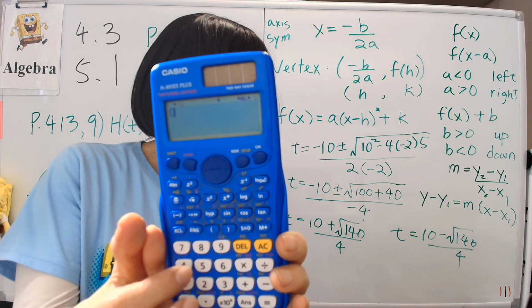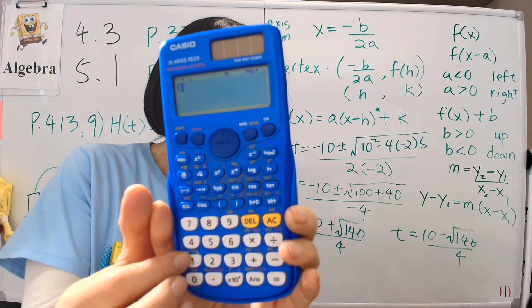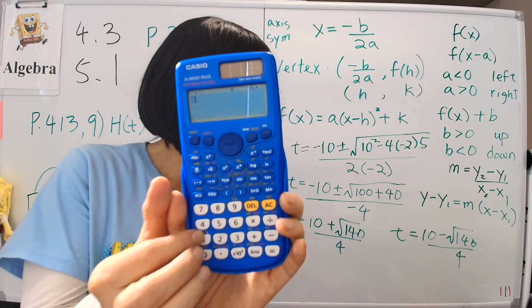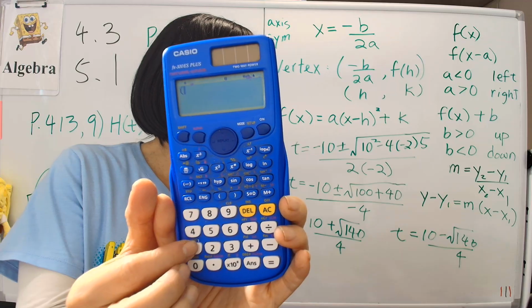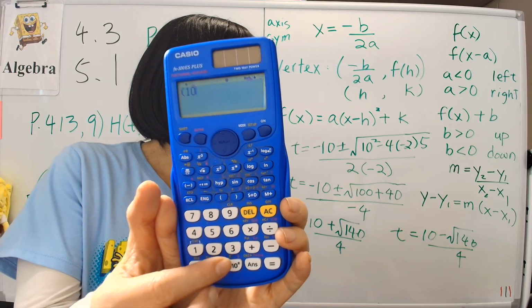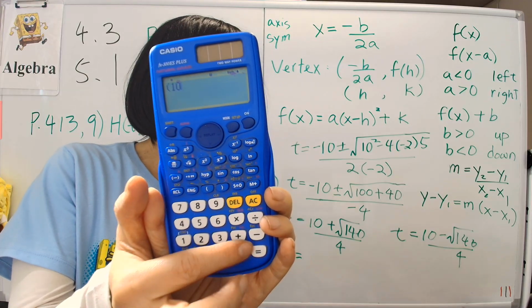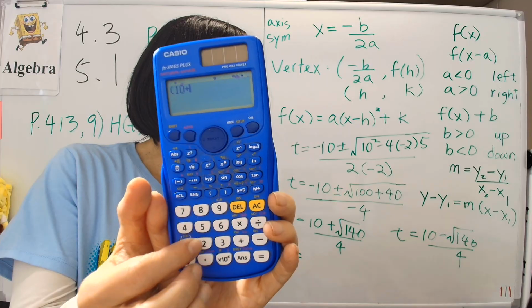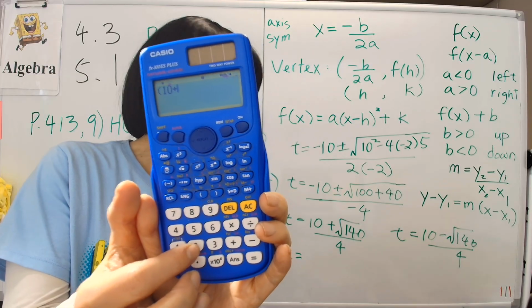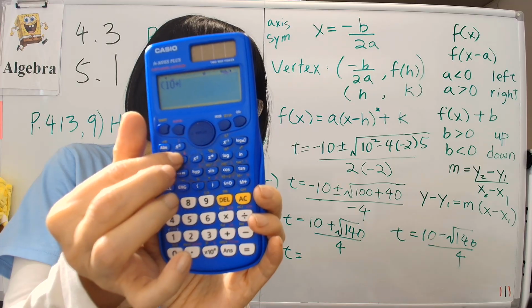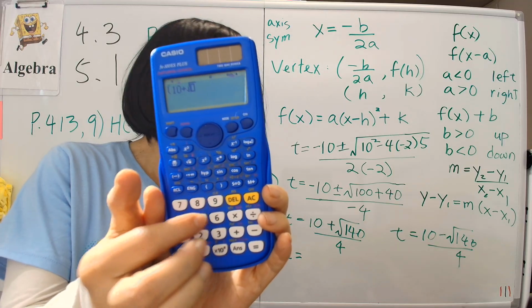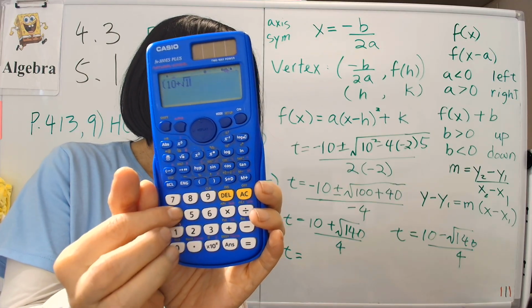Students tend to have trouble with this kind of thing. I don't know why. Anyway, so 1, 0, okay, 10, and then plus, so don't forget the parentheses, right, plus square root. Where's the square root? It's up here somewhere. I think it's this thing. Okay, square root of 140, that's fine, 140.